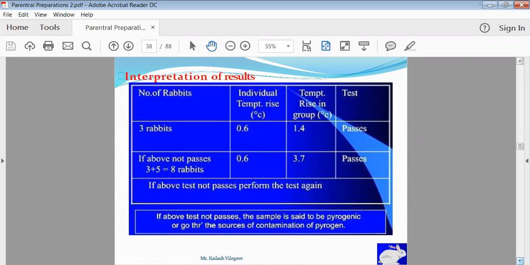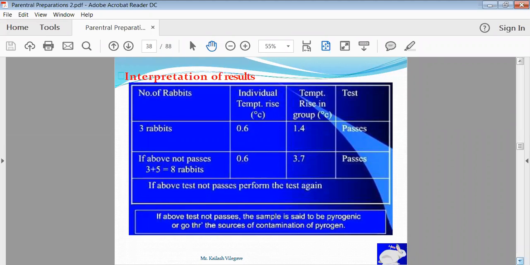Suppose individually you are not getting the proper readings, then we can calculate the average increased temperature for all the 6 rabbits, adding the increased temperature for all the rabbits. If the increase in temperature is not more than 1.4 degrees centigrade, then also your test can pass.